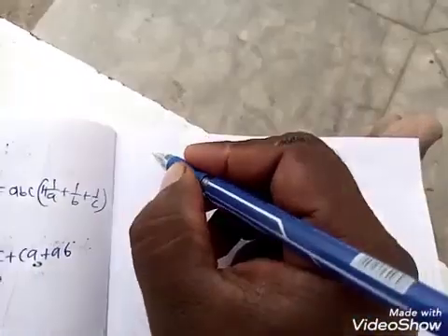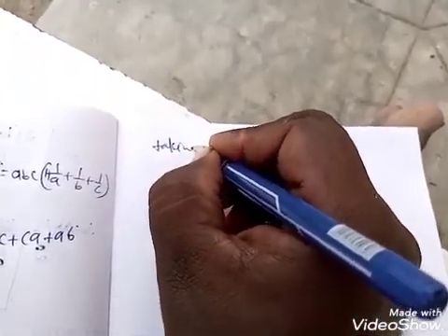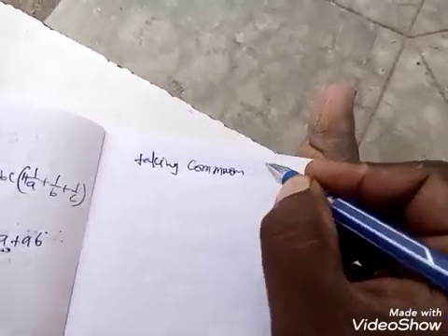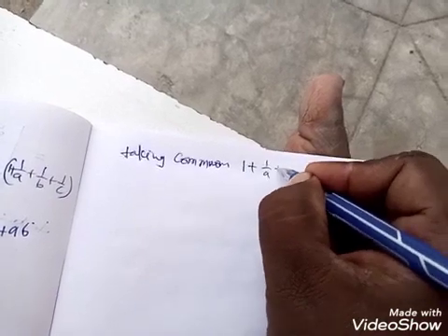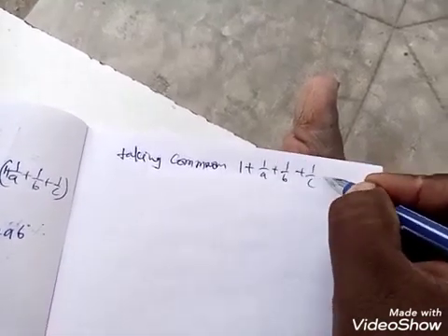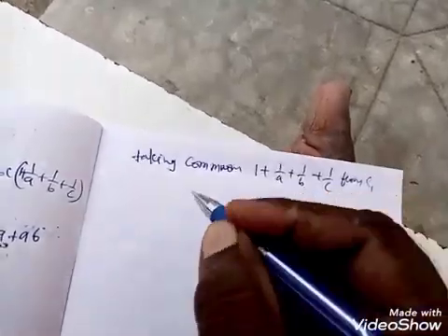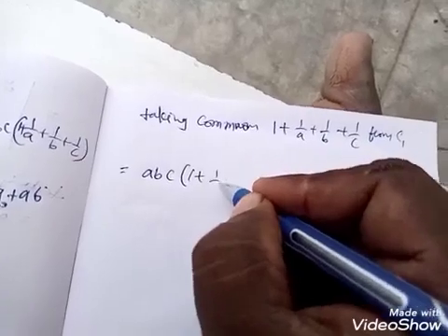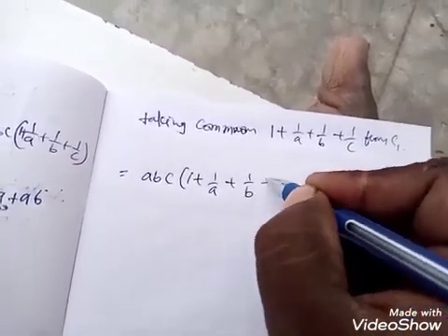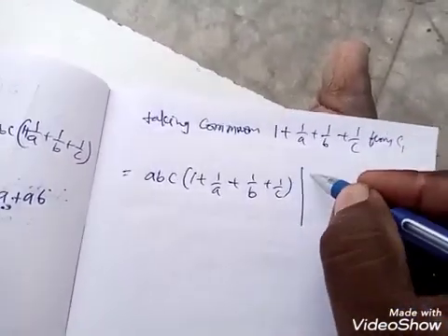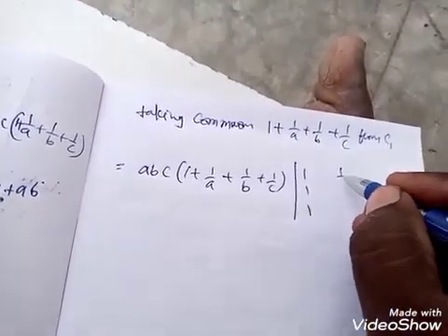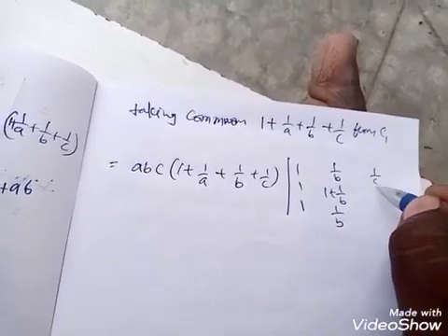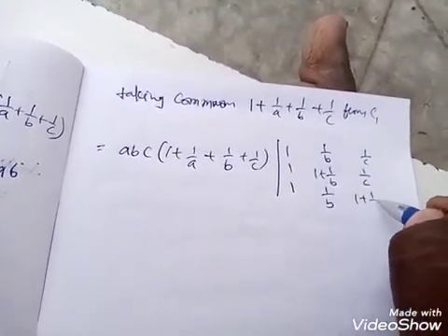Further, taking common. What you have to take common here? Taking common 1 plus 1 by a plus 1 by b plus 1 by c from C1. Then what you are going to get, observe there: abc into 1 plus 1 by a plus 1 by b plus 1 by c into the determinant of 1, 1, 1; 1 by b, 1 plus 1 by b, 1 by b; 1 by c, 1 by c, 1 plus 1 by c.